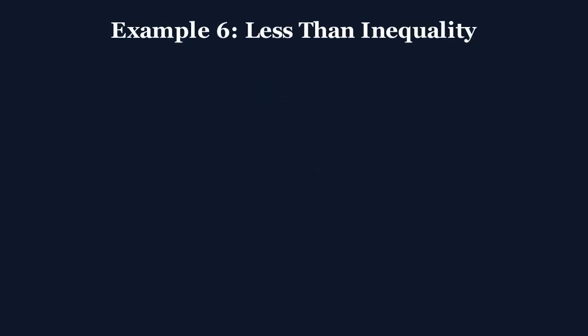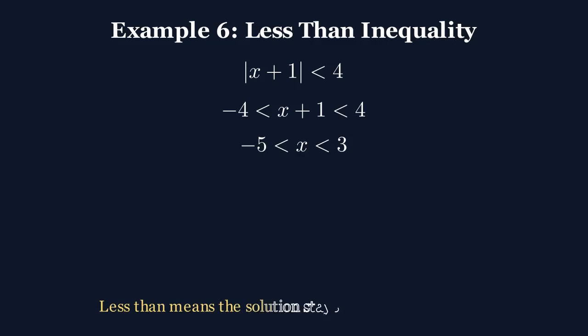Example 6. Solve |x + 1| < 4. A less than absolute value inequality means the distance is smaller than 4. Write -4 < x + 1 < 4. Subtract 1 from all 3 parts. The solution is -5 < x < 3.